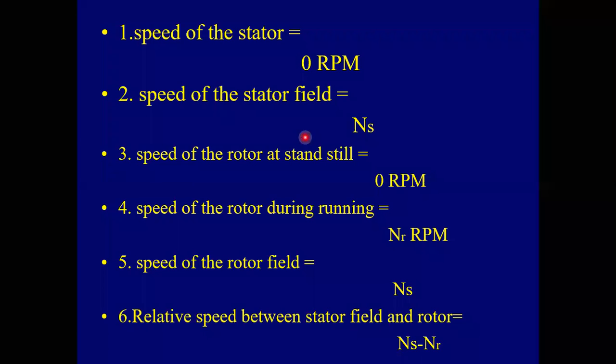What is the relative speed between rotor field and rotor? Rotor field and rotor. That is ns minus nr. Ns minus nr. Good.